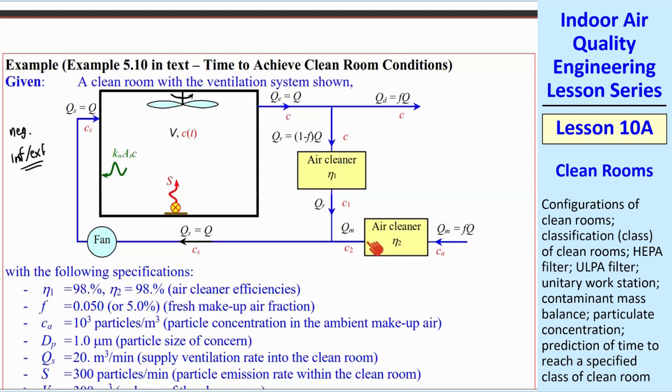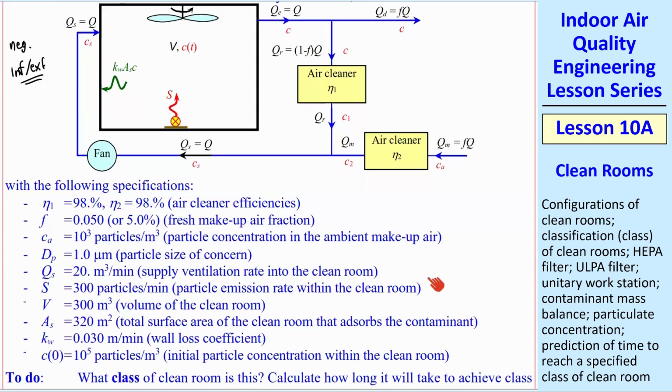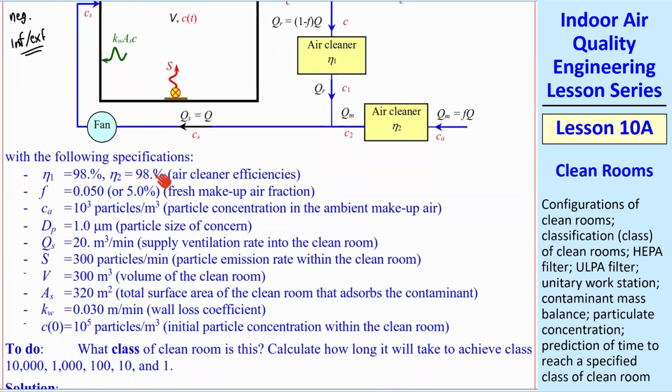We go through an air cleaner before we even come into the room, the makeup air. We also have an air cleaner in this loop to clean the recirculated air. We have an F, a makeup air fraction, just like we had before, and a fan, of course, blowing things through. Here's the specifications. We have 98% efficiency air cleaners for both of them.